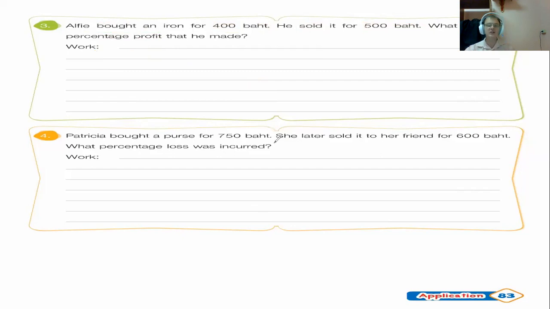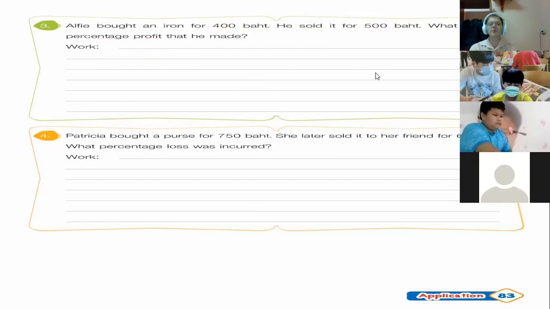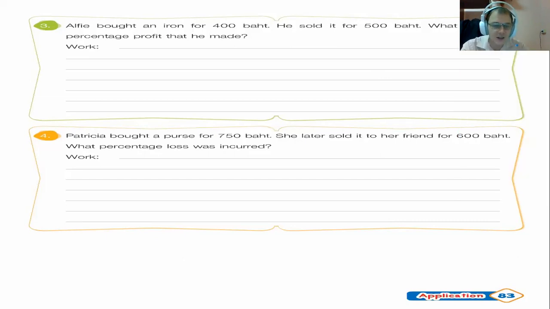Patricia bought a purse for 750 baht. She later sold it to her friend for 600 baht. Did Patricia make a profit or loss? What do you think? She bought for 750, sold for 600. Can anyone tell me, did she make a profit or a loss? Loss. A loss, excellent. Because she sold it for less than she bought it.